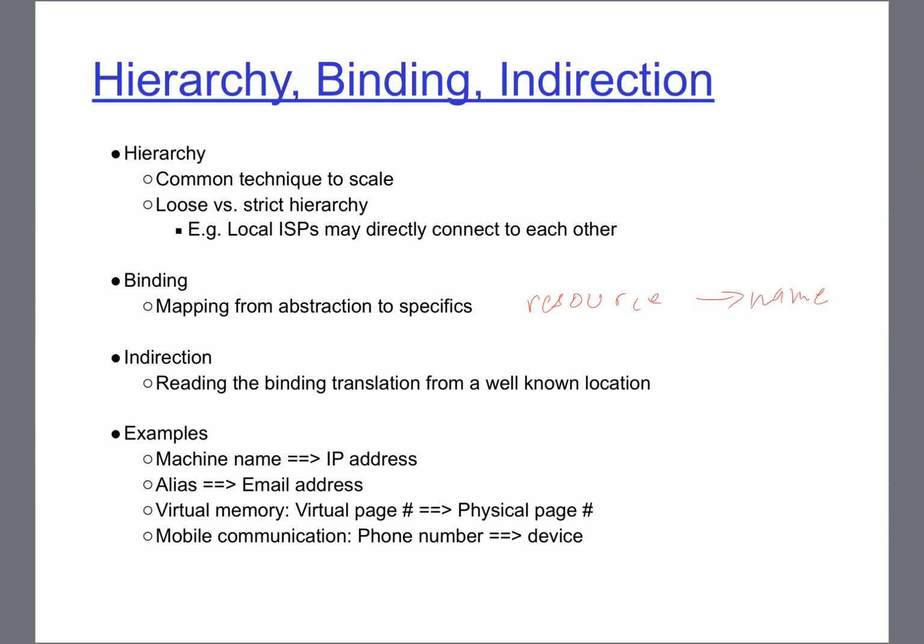So you can talk to the resource. For example, every machine has an IP address, right? So that's an example of a binding. Or every person has an email address, or in the physical world, each person has a name, right? So you're bound to your name, right?